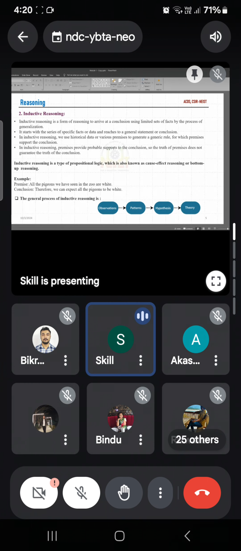Propositional logic we will see after the completion of the reasoning, and we can look at one example. One premise is that all the pigeons we have seen in the zoo are white. The conclusion can be, therefore we can expect all pigeons to be white. The premise tells us that all the pigeons in the zoo are white, but the conclusion may not be true, as pigeons may be of different colors. Still, in the conclusion we are saying that we can expect all pigeons to be white. So basically, the information we have is logically true, but the conclusion we are deriving may not be true.